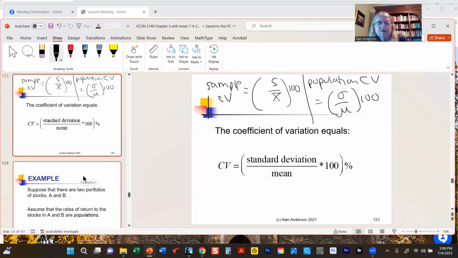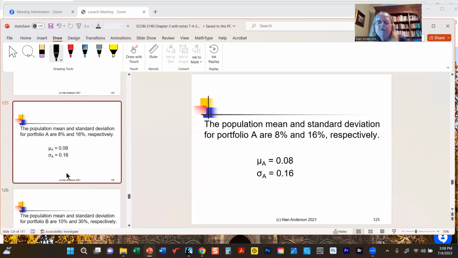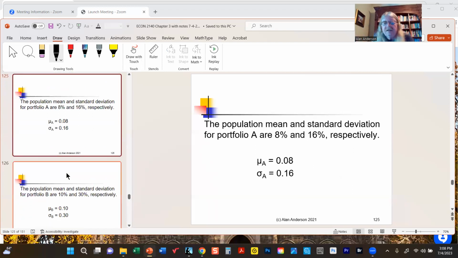All right, so let's look at a quick example of this. This is a completely new example. We have two portfolios of stocks. We're going to think of the returns to these as populations, two populations, populations A and B. The first population, we discover that the mean return to those stocks is 8%, and the standard deviation is 16%, which we'll express as decimals. For B, I'll just fill these in here for you. There are 10 and 30% respectively.